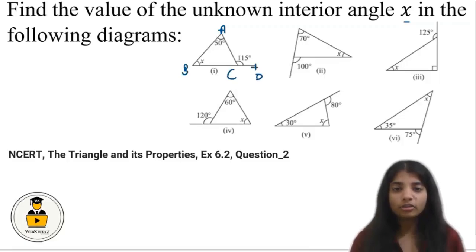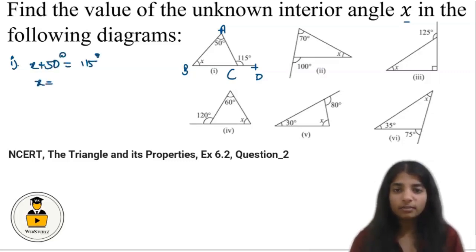Here, we are going to use the property that the sum of the opposite interior angles is equal to the exterior angle. Here this 115 is the exterior angle, and x and 50 are the other interior angles. So we can say that x plus 50 is equal to 115 degrees.